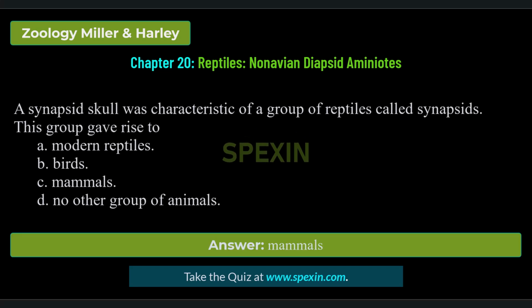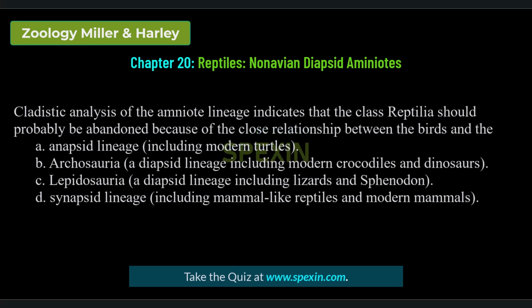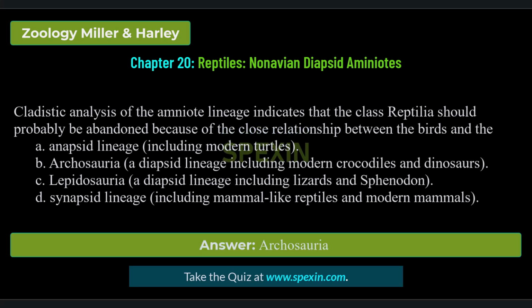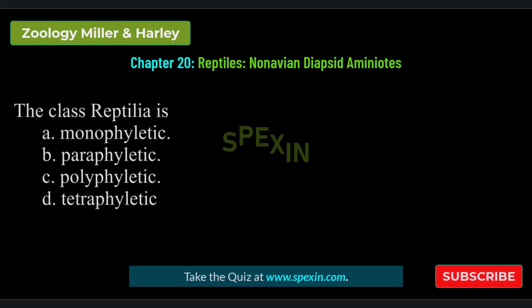Correct answer: mammals. Cladistic analysis of the amniote lineage indicates that the class Reptilia should probably be abandoned because of the close relationship between the birds and the anapsid lineage. Archosaur, Lepidosauria, Synapsid lineage. Correct answer: Archosaur. The class Reptilia is monophyletic, paraphyletic, polyphyletic, tetraphyletic.